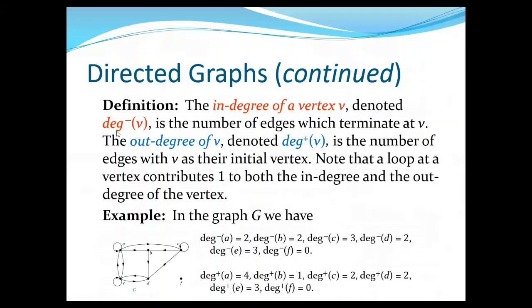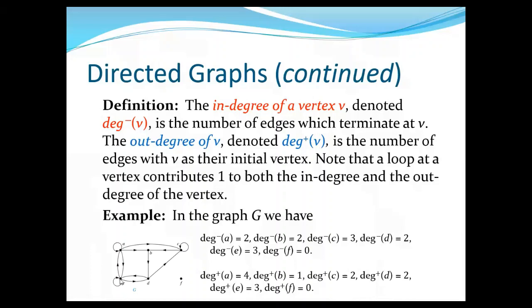So this is the notation for in degree: deg minus of the vertex. And going out of the vertex, going to another vertex, we call it out degree of V, or vertex. So this is the notation for that, or how do we denote it? Deg plus V. So for example, deg minus A. It means going to A. How many edges are going to A?